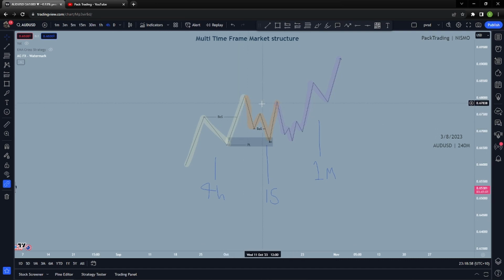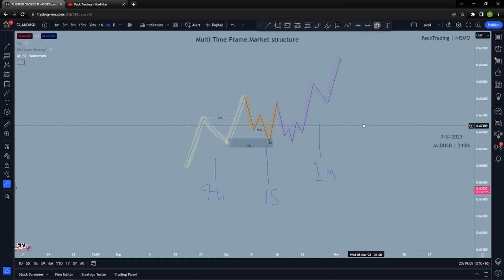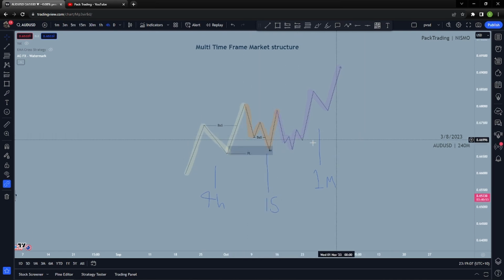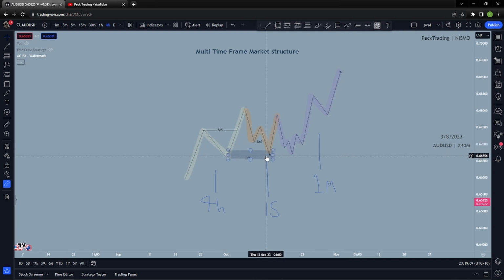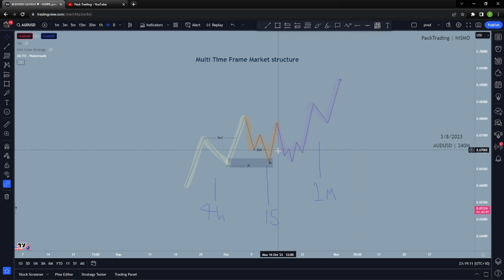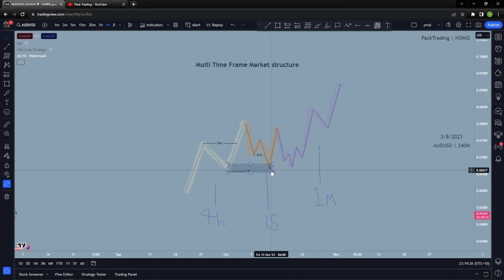So you start the pullback, whatever. Let's act like there's an internal choch here. Now we see a breaker structure on 15 minute. Now what? It tapped into our 4 hour demand. Now on the 15 minute we could see an internal choch here telling us that this demand is overpowering and we expect this weak high to be taken out.